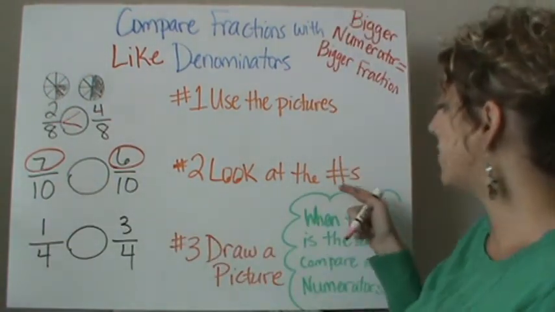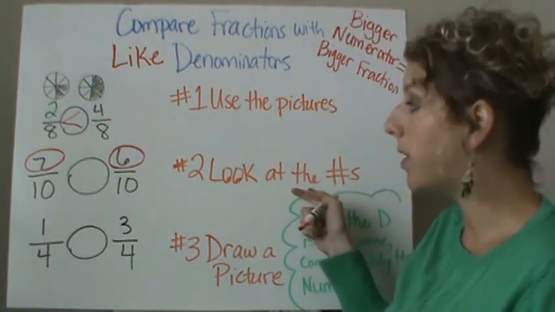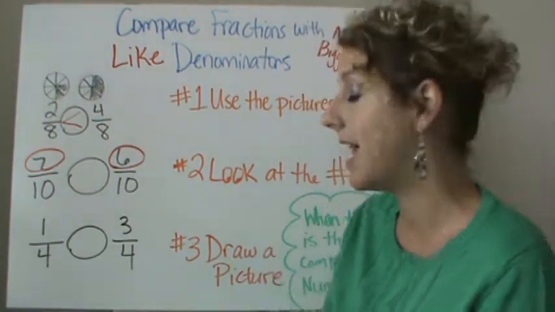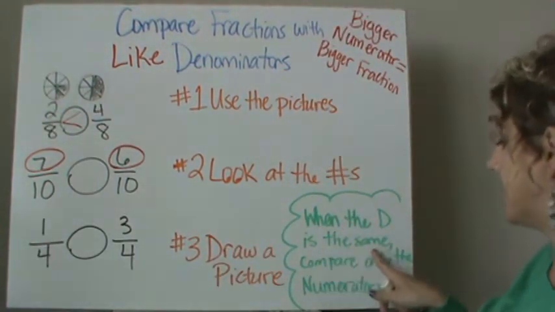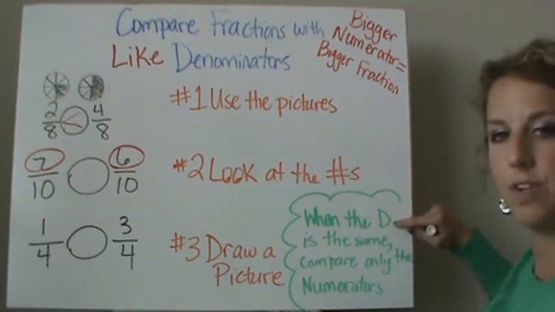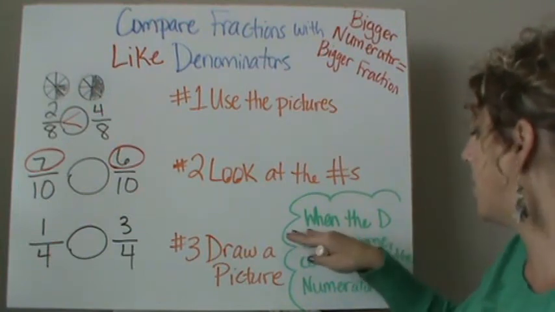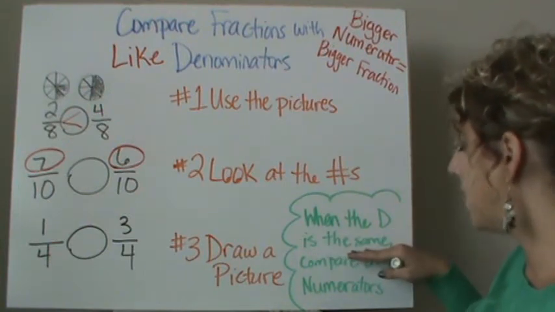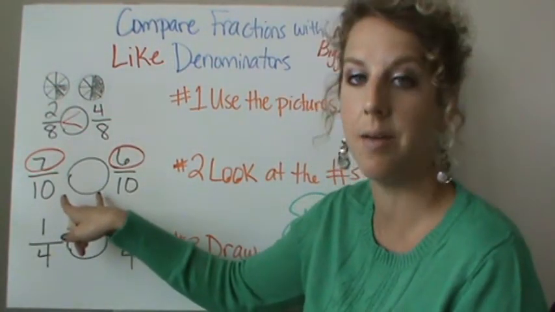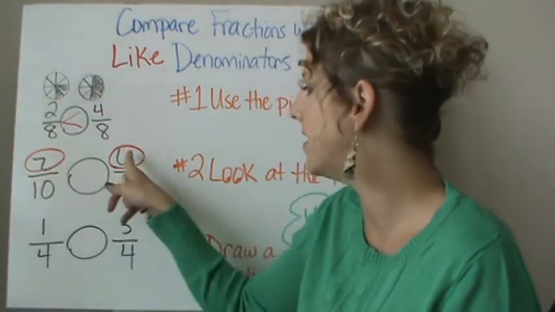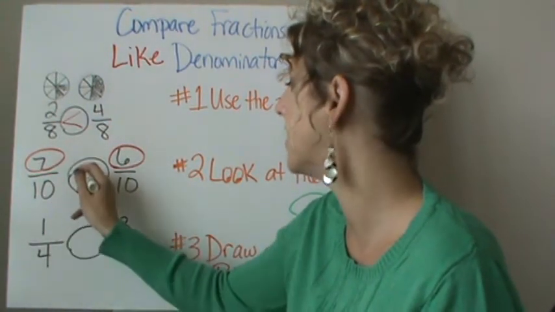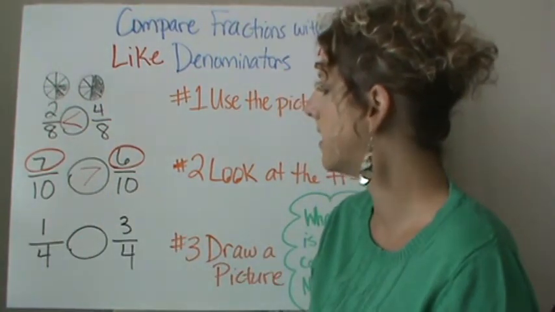Another strategy, look at the numbers. Well, when your fractions have like denominators, when the denominator is the same, compare only the numerators. And I put D for denominator just to shorten it. When the denominator is the same, you'll need to just look at the numerators because the denominators are already the same. So 7 and 6, which is bigger? The 7 is bigger. So 7/10 is greater than 6/10.